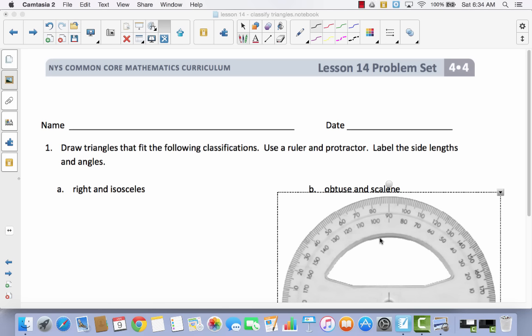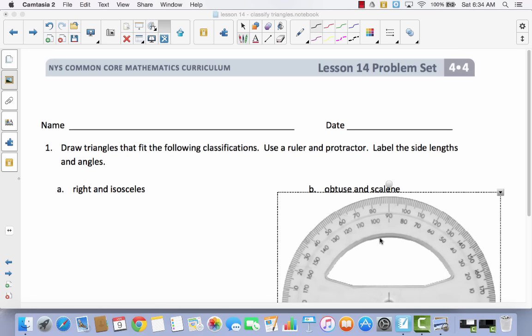So we have to think back to yesterday. A right triangle refers to what kind of angles it has. So if you remember, a right triangle has one right angle and two acute angles. Do you remember what an isosceles triangle has? It doesn't have anything to do with its angles, it has to do with its sides. It has to do with having two equal sides.